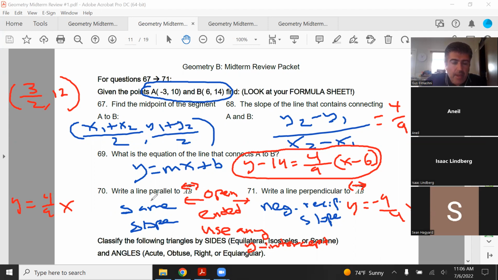Line symbol. Just say 4/9 x, that's fine. Or if you want to put a different y-intercept, go ahead. That's parallel, and then -9/4 is going to do, you have to do negative reciprocal. Okay.